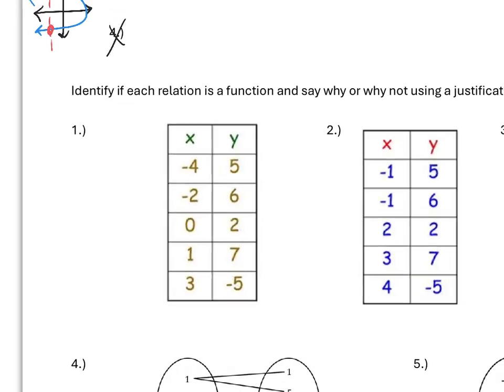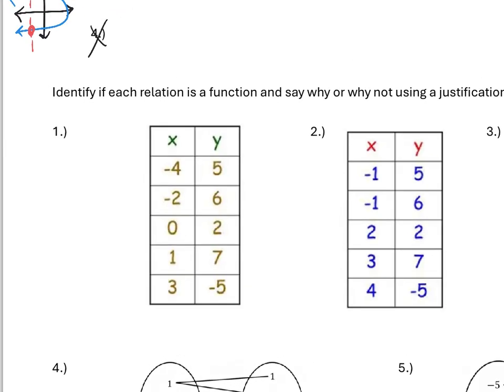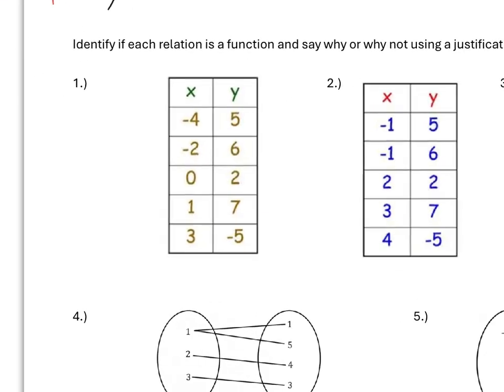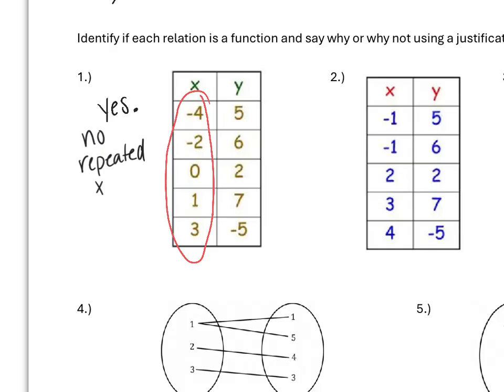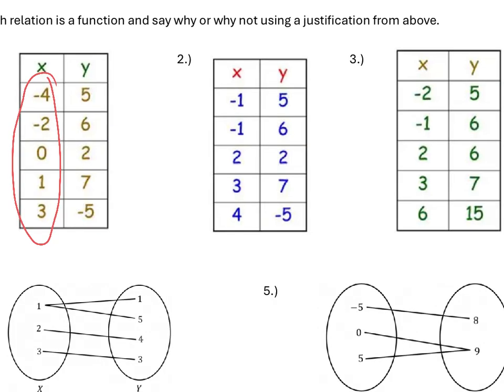Okay, we're going to identify if each relation is a function and say why or why not using a justification from above. So we will look at number 1. When we have a chart or a mapping diagram, we want to pay attention to the x values. So in this case, we have no repeated x values, so we can say that yes, this is a function because there are no repeated x values. No repeated x's.